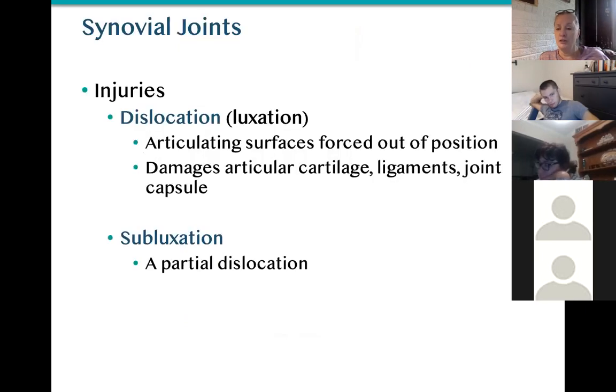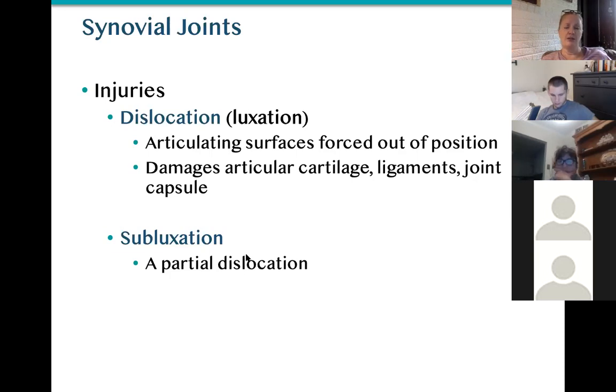Okay, our synovial joints are prone to injuries because of their mobility. What's the main injury? Dislocation. One bone gets knocked out of joint from the other bone. And this is often called luxation, okay, when we dislocate it. And dislocating your joint can cause rubbing on the articular cartilage and wearing down of that, right? So it can damage your articular cartilage. It can also damage and stretch the ligaments and the joint capsule. More often, we have partial dislocations that we call subluxations.